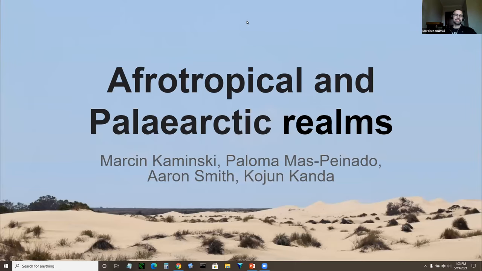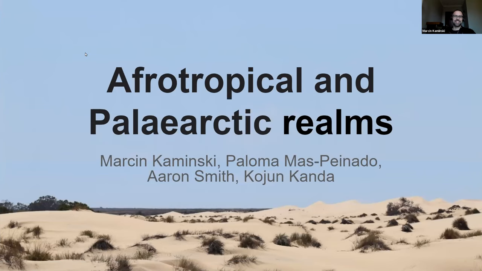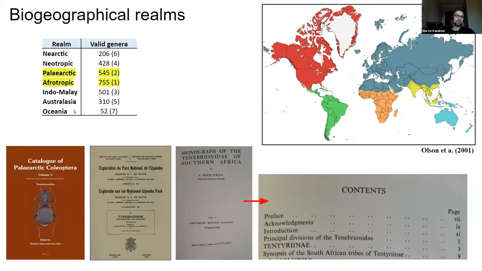So summarizing the Afrotropical and Palearctic diversity of darkling beetles in one session is not an easy task. As you can see here in this table, those are two of the most diverse biogeographical realms in the world, at least in terms of generic diversity. By the way, I have stolen this data from Pat Bouchard and his co-authors. They recently prepared a catalog of all the generic names of Tenebrionidae, and I think this paper will be published soon, so keep an eye out for this.